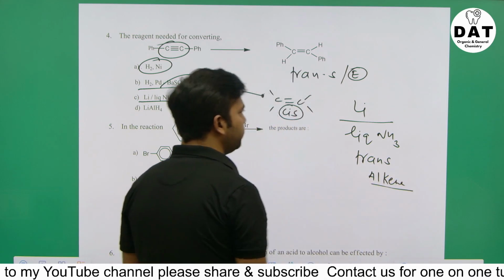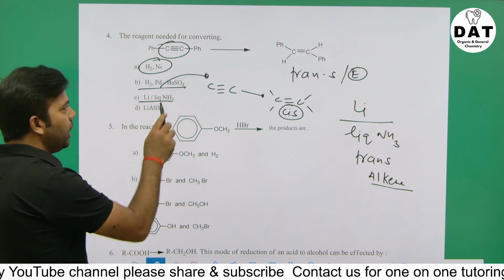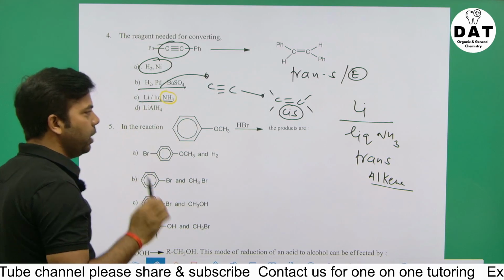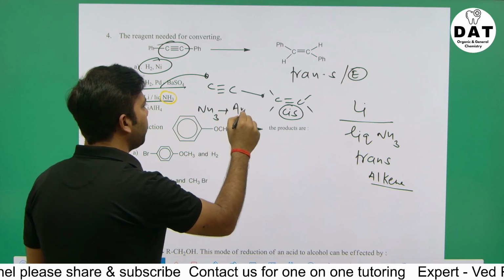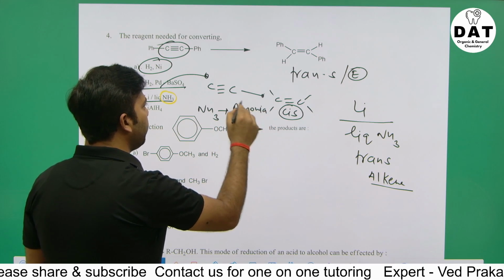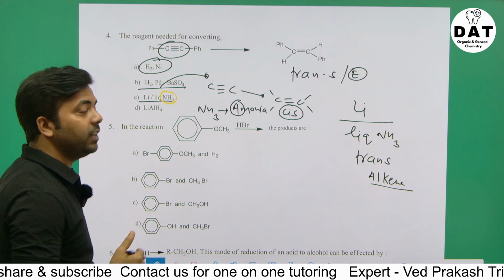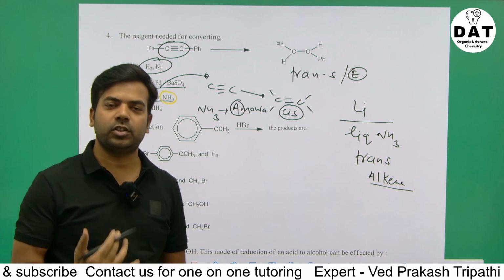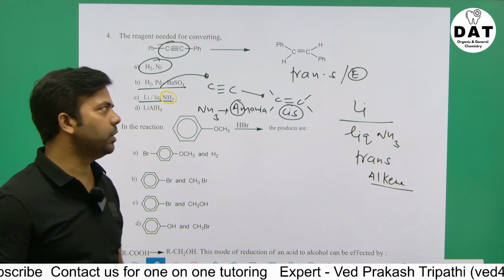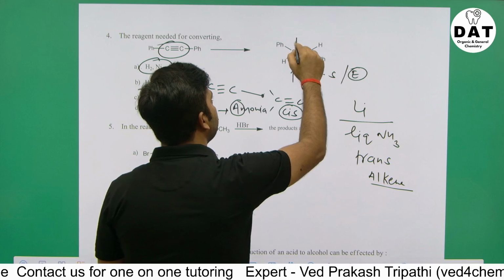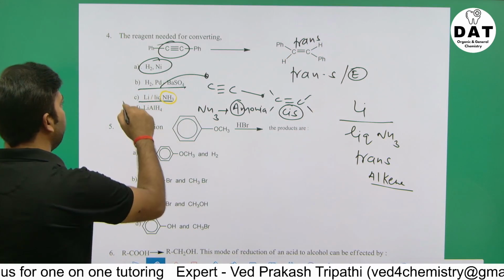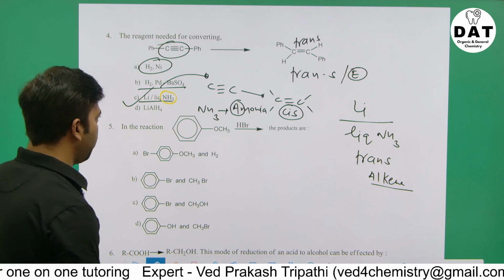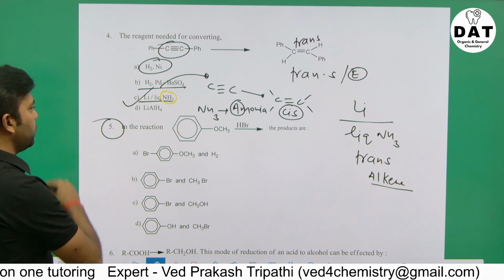Look at here. Ammonia starts with alphabet A. Am I right? This is NH3. So NH3 is what? Ammonia. So ammonia means alphabet A. A means anti. Anti means trans. Trans means E. So this is trans. So it should be lithium in liquid ammonia. Clear? And now we are going to discuss question number 5.